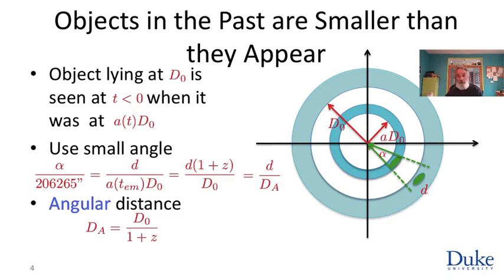There was another use we made of distance in astronomy, and that was in our brightness-luminosity relation. How does that work out in an expanding universe? Well, let's see.